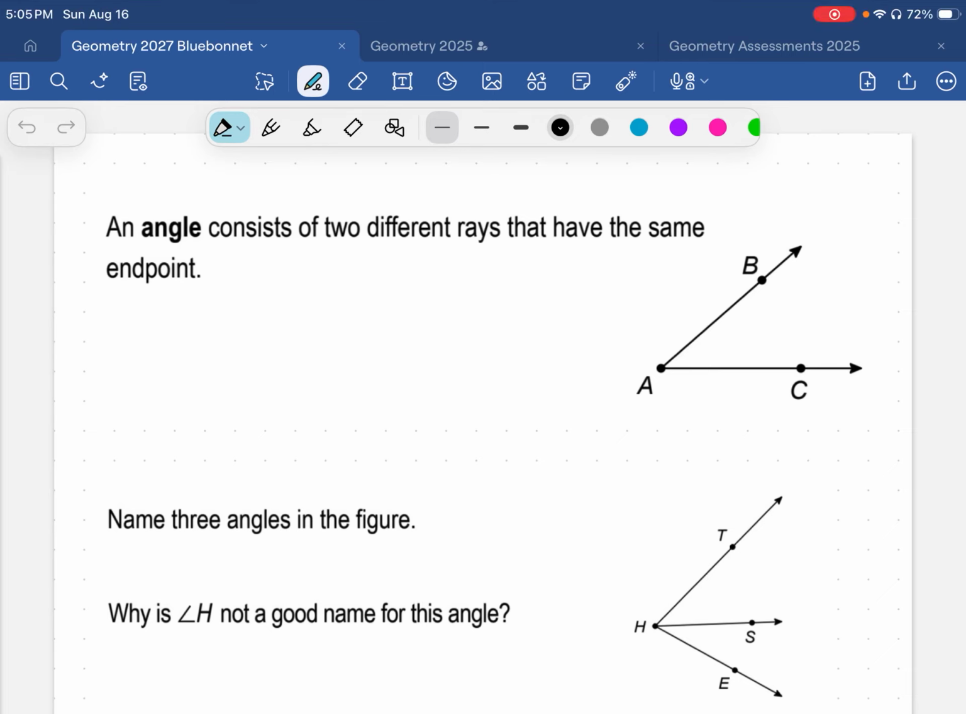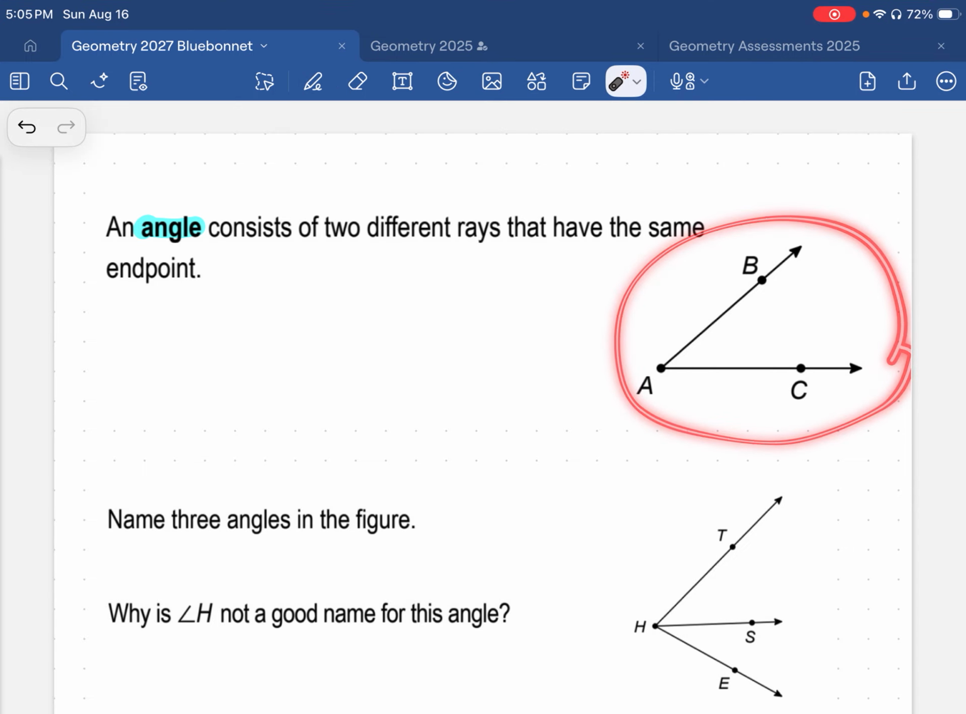Today's lesson is part 2 of Module 1, Topic 1, Lesson 3. We're going to start today with an angle. An angle consists of two different rays that have the same endpoint. Here is our example of an angle.